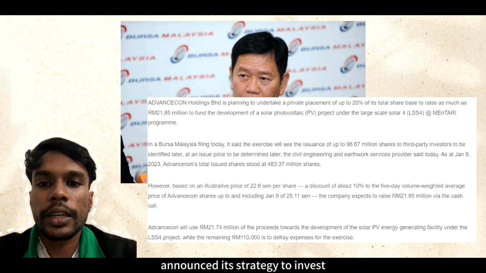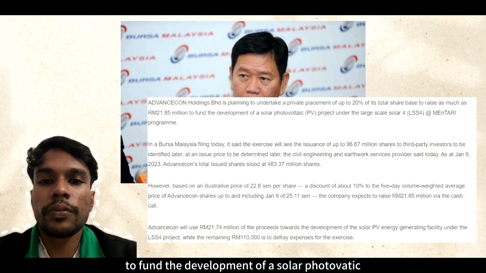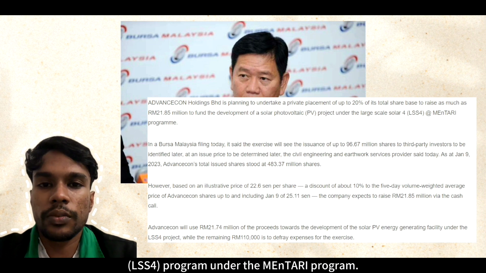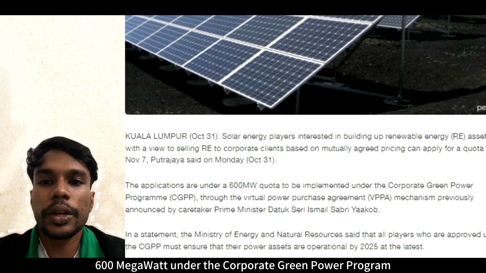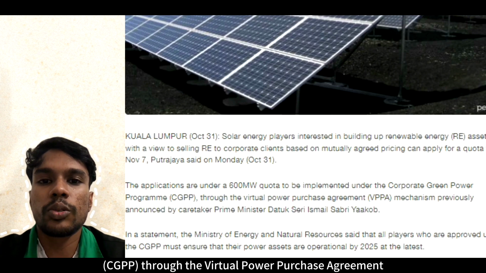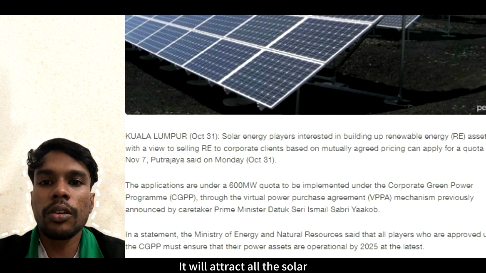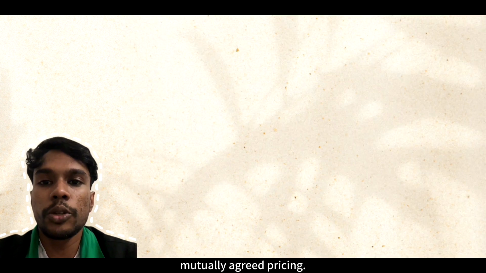In January 2023, Advancion Holding Sdn announced its strategy to invest USD 5.13 million to fund the development of a solar photovoltaic PV project under the Large-Scale Solar LSS4 program under the Mentari program. In October 2022, the Government of Malaysia invited applications for 600 megawatts under the Corporate Green Power Program (CGPP) through the Virtual Power Purchase Agreement (VPPA) mechanism. It will attract all the solar energy developers who wish to sell electricity to corporate clients based on mutually agreed pricing.